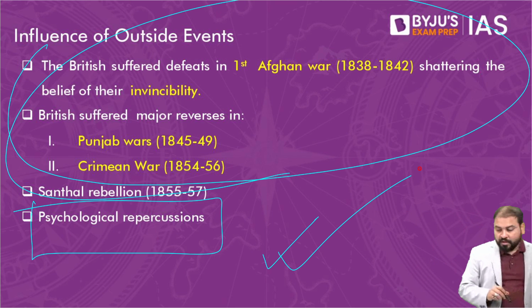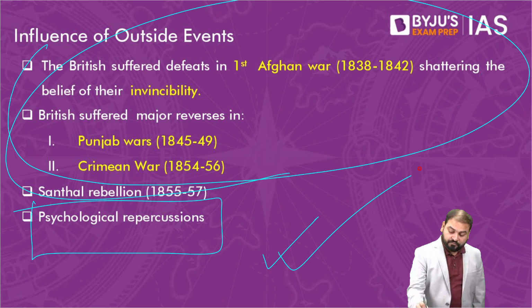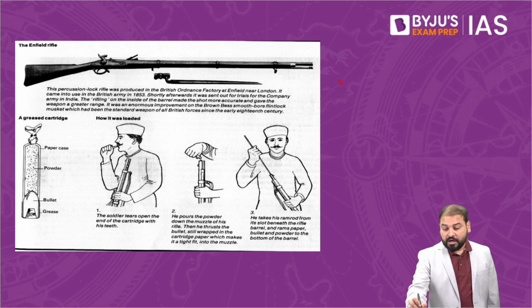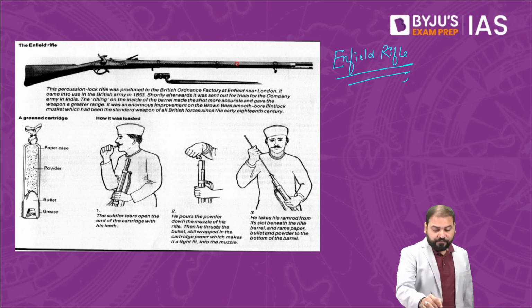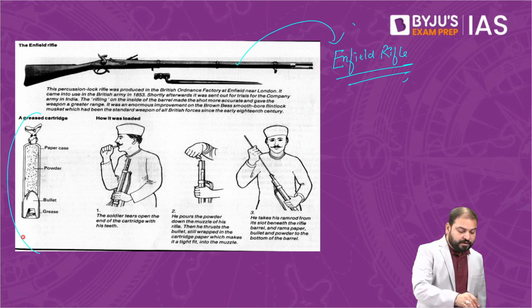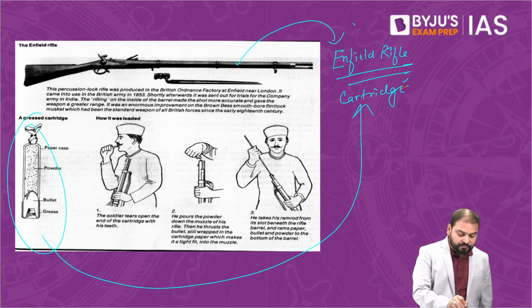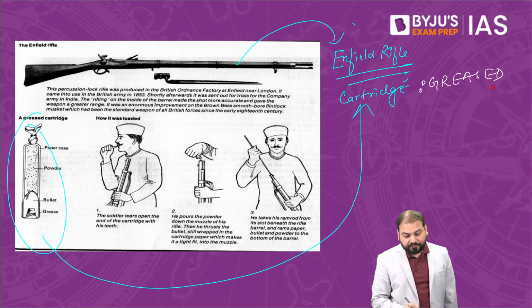And for those who were continuously asking about this cause, all of you see this picture. A new Enfield rifle has been introduced. This Enfield rifle, which you can see here, has a cartridge. The thing is, this cartridge is greased. Means greasing has been done on this. All of you understand?